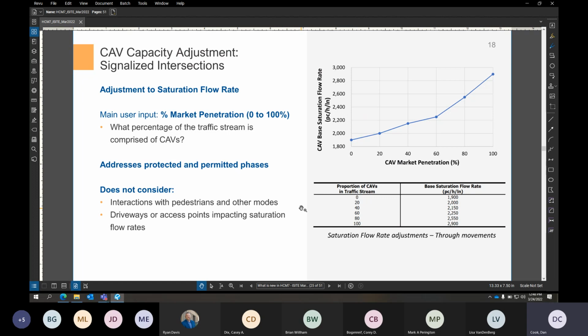Today our base saturation flow rate is 1,900 passenger cars per hour per lane. As that market penetration rate increases, we will see an increase in that base saturation flow rate. That makes sense, right? When vehicles are communicating with the infrastructure and they have a green light, you don't have the human driver waiting 2 seconds and then going, or looking at their phone or not paying attention. Everything's going to be flowing more simultaneously. You're going to have that increased capacity.